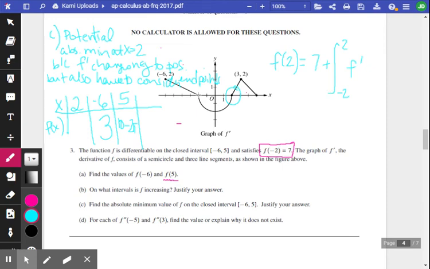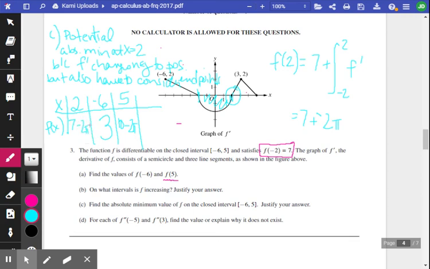Because I know where I start, I have to figure out where I am when I end. So from -2 to 2, I have just the semicircle area. So I'm going to have 7 plus that, what was it? Just 2 pi. But remember that 2 pi was under the x-axis, so 7 plus -2 pi, or 7 minus 2 pi. So that is the value here.